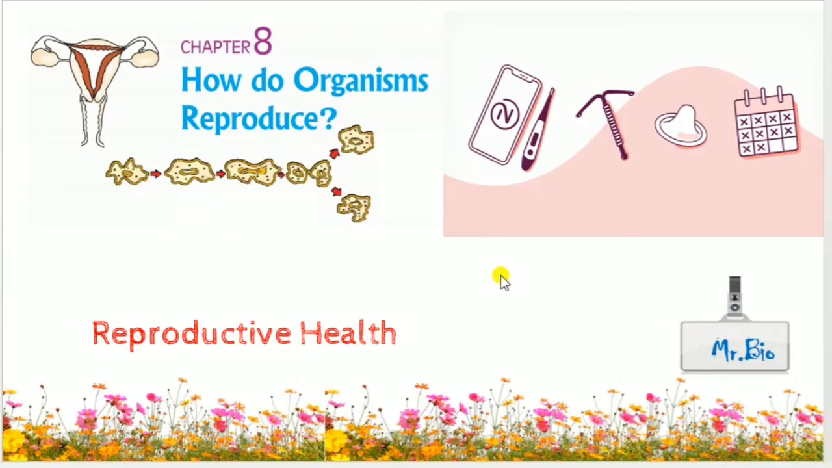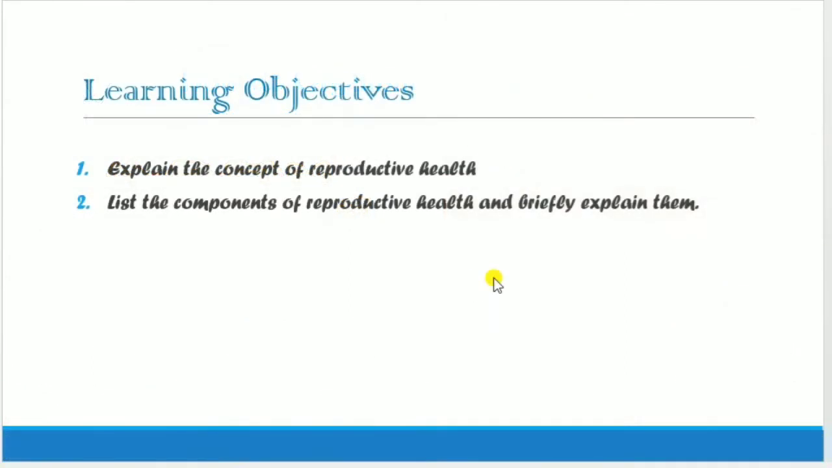We are discussing the chapter how do organisms reproduce, and we are almost done with this chapter. Now a small topic is left, that is reproductive health. So today we are going to discuss reproductive health. There are two learning objectives for today's class. First, after this video, you should be able to explain the concept of reproductive health, and you should be able to list the components of reproductive health and briefly explain them.